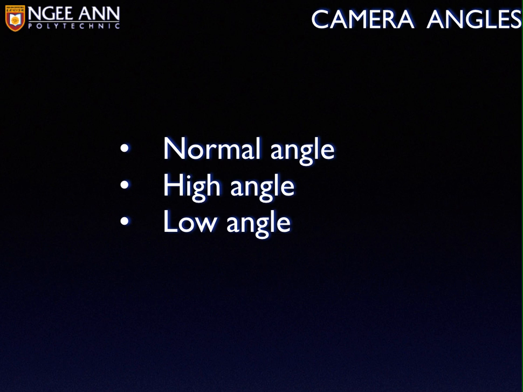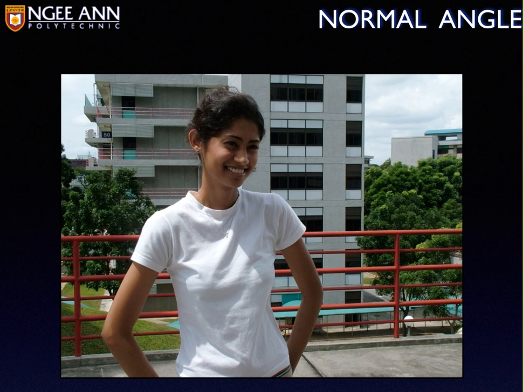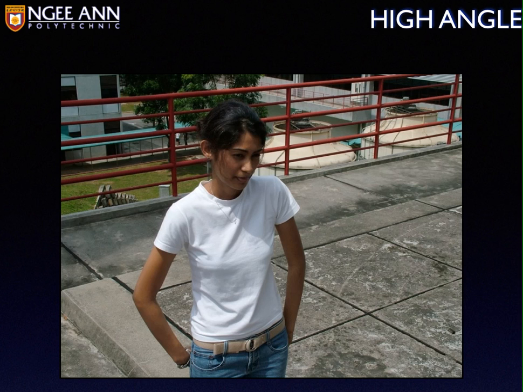Three things to note: normal angle, high angle, and low angle. Normal angle is basically the height of the cameraman, the height of a normal person. How we look towards the world, how we see the world, that's the height that we set the camera to be. When we set the camera to high angle, this is where the tripod is above your subject.